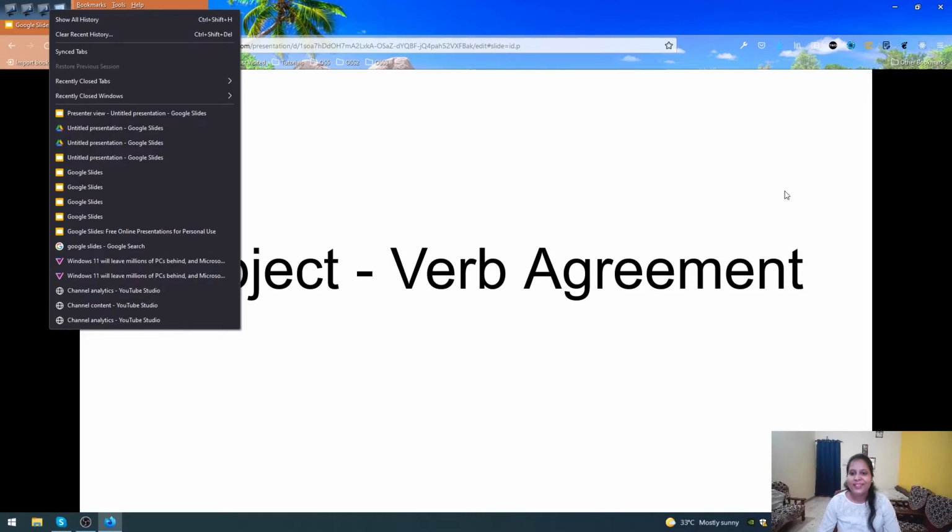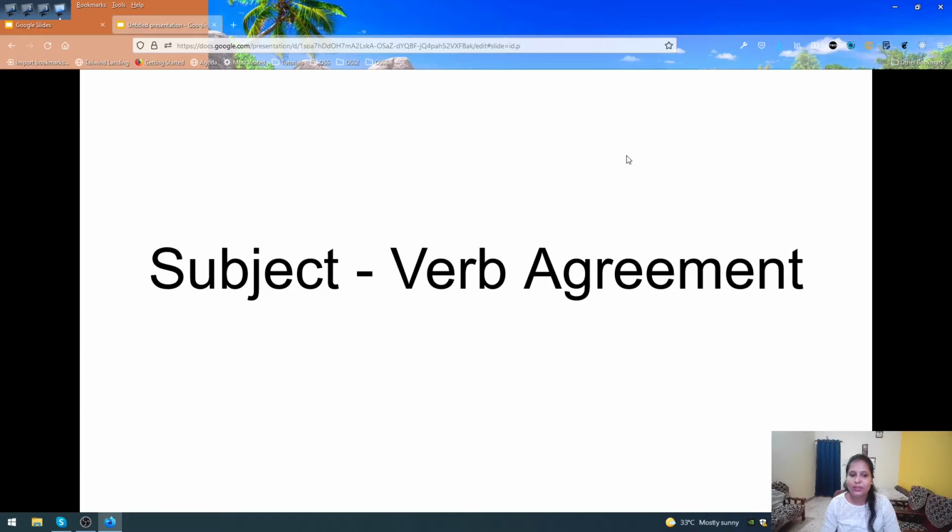Today we are going to learn how to agree our verbs with our subjects. Okay? So today we are going to learn subject verb agreement, as most of the time we get confused about which verb we should use with the subject of the sentence, isn't it? And it is the most common mistake which all of us make.